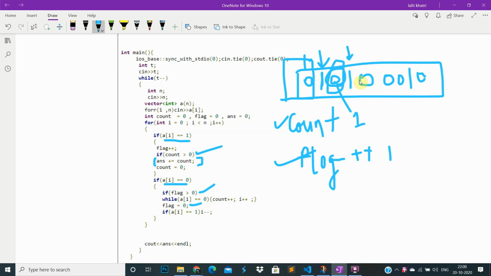The answer is how many zeros are between the books. That's why I'm using this concept.